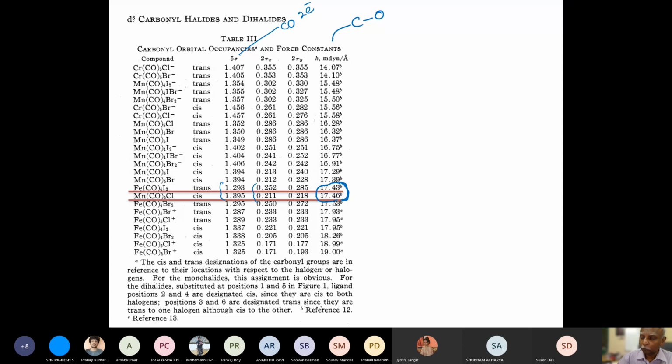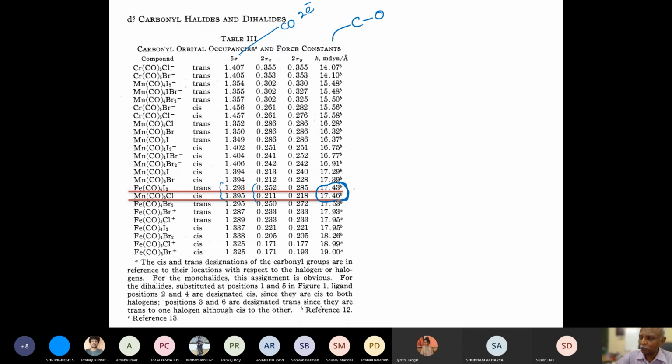Okay. Now, what you find is in the 5 sigma, there is a depletion of electron density. When that is less, for example in the manganese compound, the pi star occupancy is also less. When the depletion is more, as in the case of iron, 2 minus 1.293 is what has gone out, then the pi star occupancy is also higher. Now, this clearly tells you that these 2 factors are synergistic.